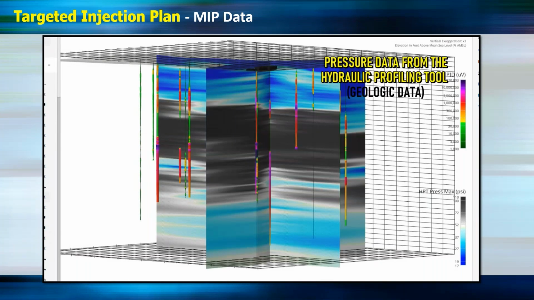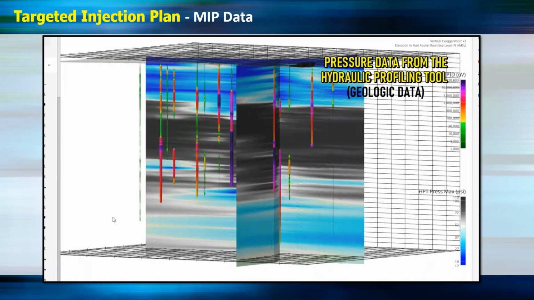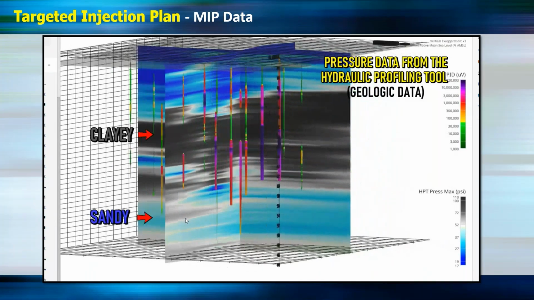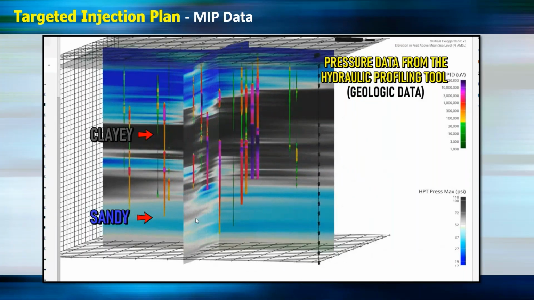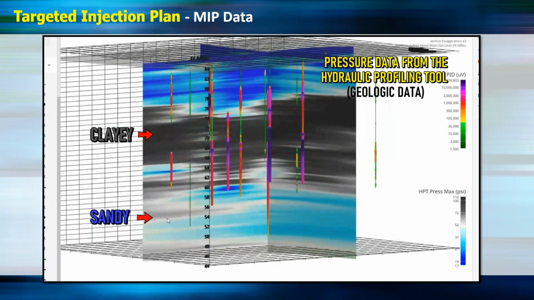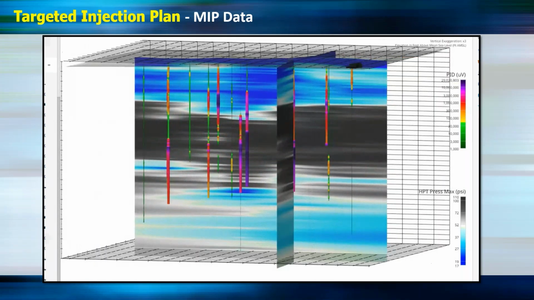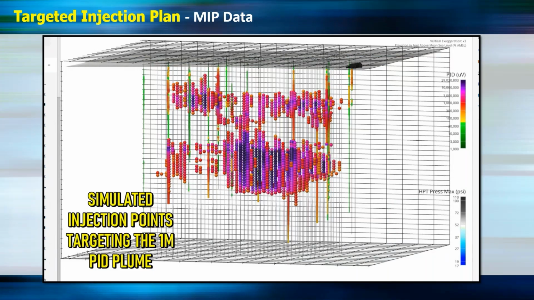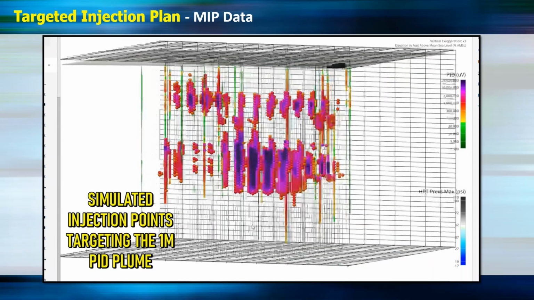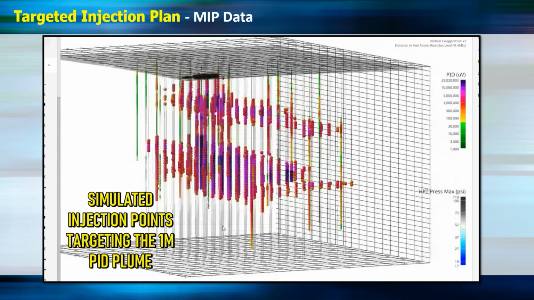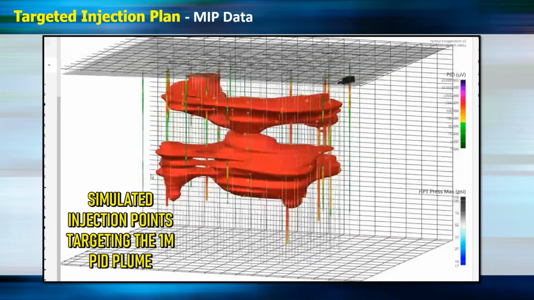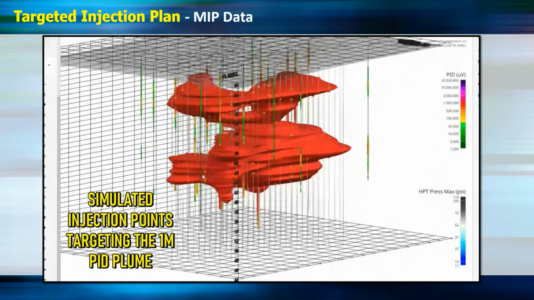We could also put on a 3D fence of the geologic data from the hydraulic profiling tool, showing the higher injection pressure areas in gray and the lower injection pressures in blue, indicating where we likely have more clayey and more sandy soils. We could put on a simulated injection plan here that mirrors the 1 million PID plume, and these are at 10-foot centers and at 1/2 foot vertical intervals. We can see how that matches up exactly with that 1 million PID plume.